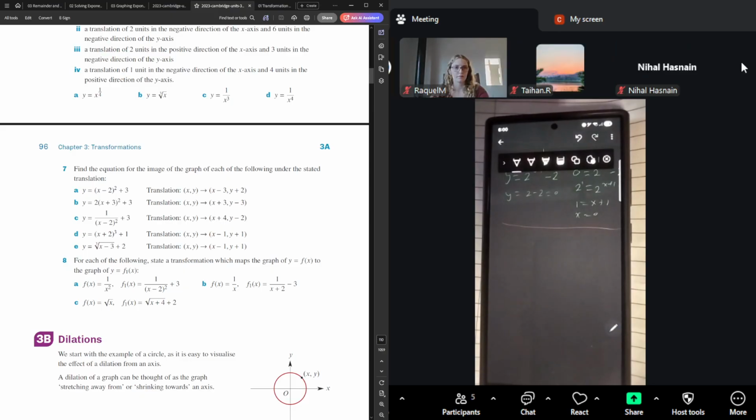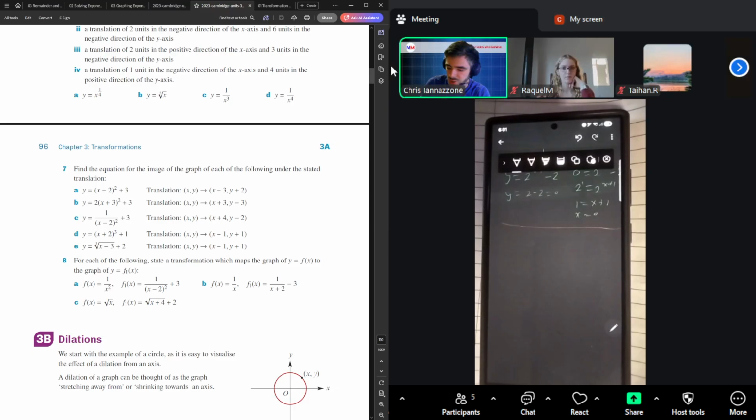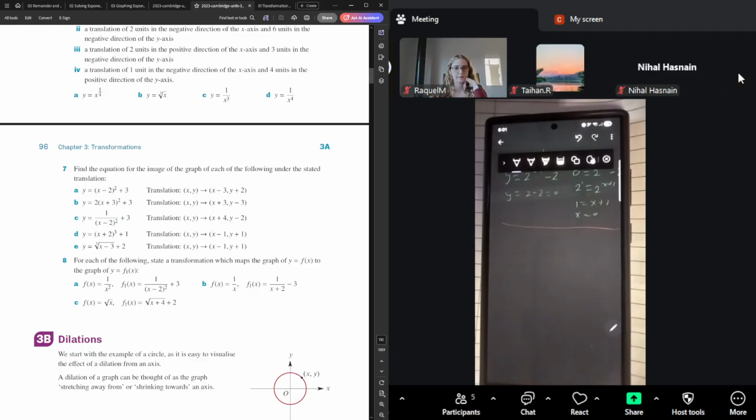Oh, by the way, Nihal, I've got another camera that we do the work solutions off of. So if you pop off the screen share, you'll notice one of them is pointed at my phone. If you just pin that, so right click it and pin, you'll be able to easily swap between the two screens.